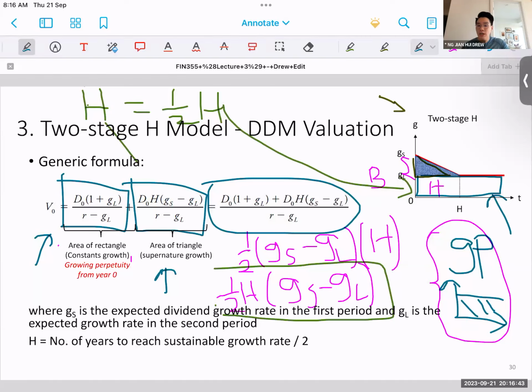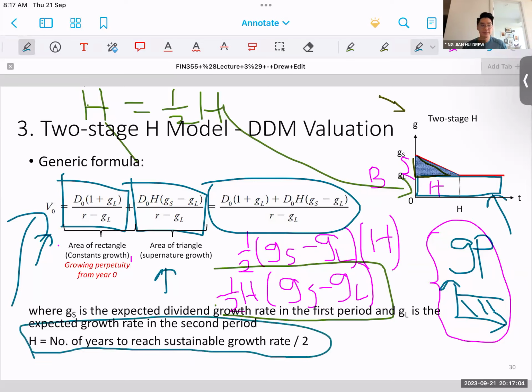So if you realize, there is no so-called exact method to calculate this approximation. Again, I want to highlight in this formulation here, in the generic form, H equals the number of years of sustainable growth divided by 2. Okay, this is the formulation.